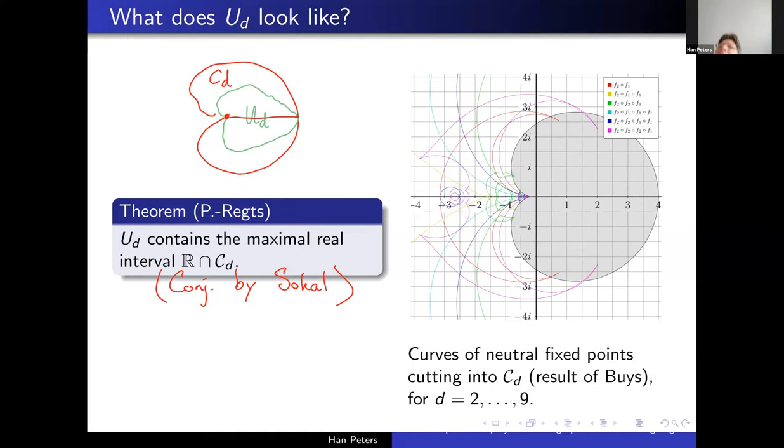And then the question also, are they equal? Well, Piotr Buys showed in his first paper that they are not. And here's a picture from his paper.